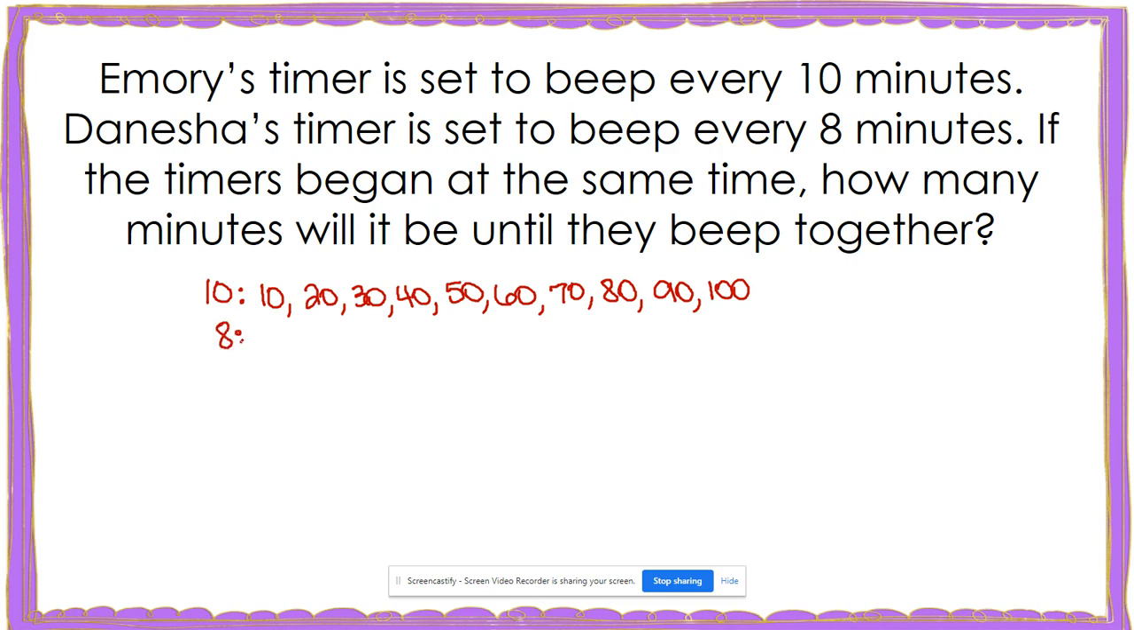So now let's find the multiples of 8 and see what they have in common. 8 times 1 is 8. 8 times 2 is 16. 8 times 3 is 24. 8 times 4 is 32. 8 times 5 is 40. And what I notice now is that I finally have a number that both sets have in common. This means that the least common multiple for 8 and 10 is 40.